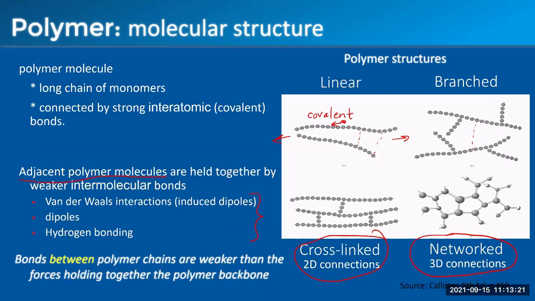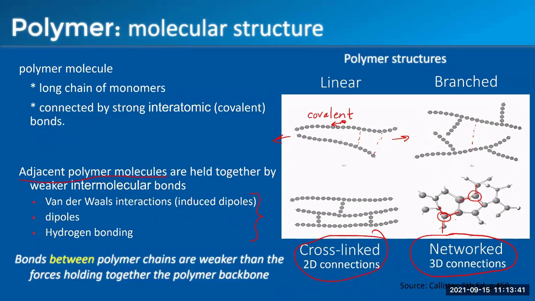In a networked polymer, each molecule, or many of the molecules, will have more than two bonds. So you can see this guy's got 3 bonds. This guy's got 3 bonds. It's bonded to many, one chain is bonded to many other chains together.